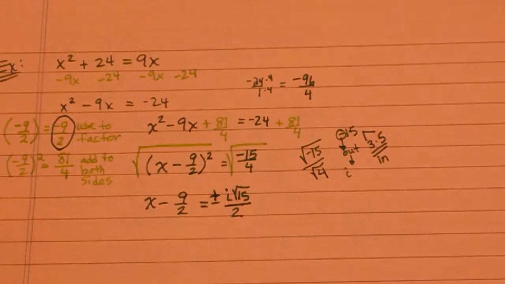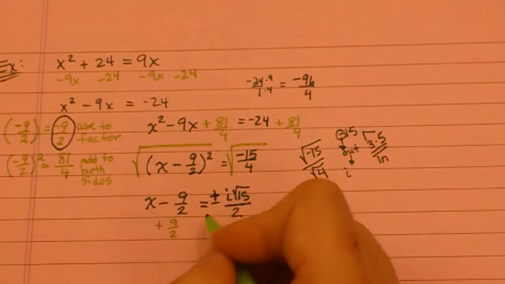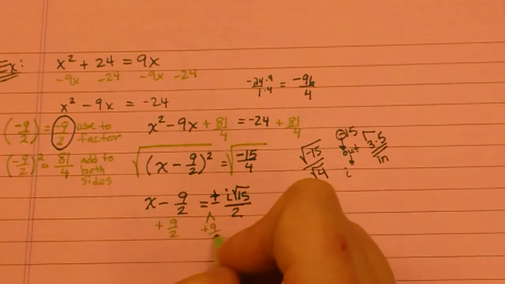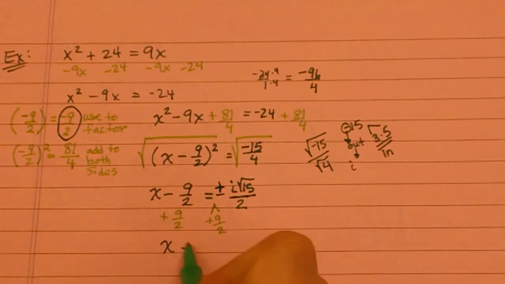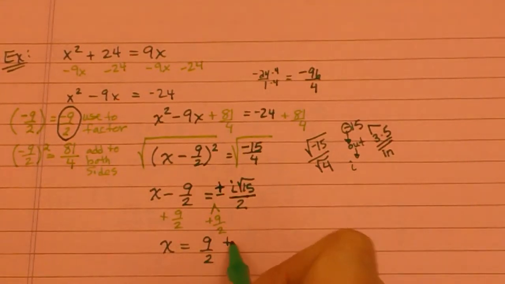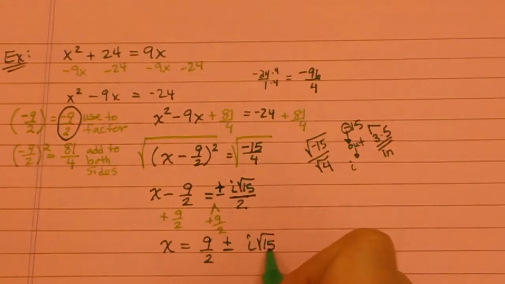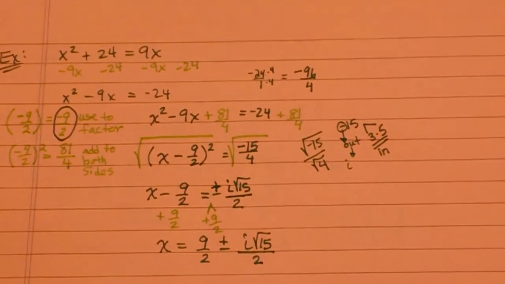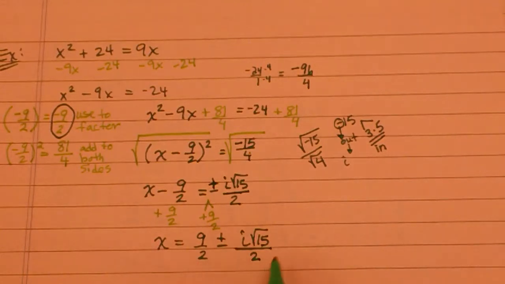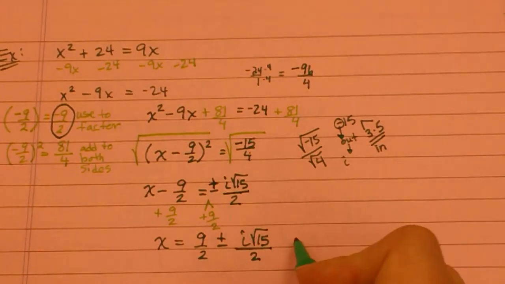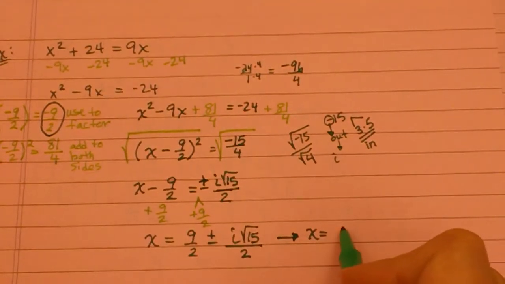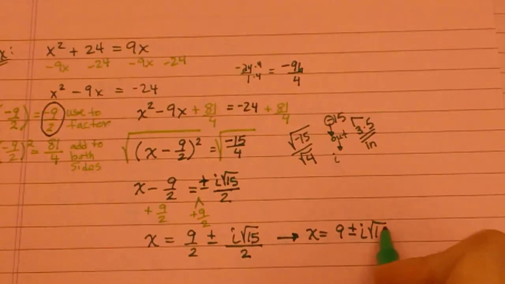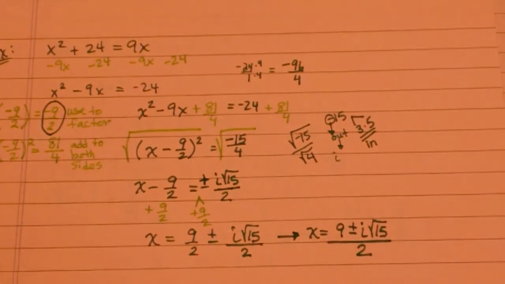I still have to solve for x, so I will add 9 halves to both sides. Remember that the 9 halves goes in front of the plus or minus symbol. So right now we have x equals 9 halves plus or minus i square roots of 15 all over 2. Now just like we did in the last problem, we're going to want to combine this, since it has a common denominator, into a single fraction. So that will actually give us x equals 9 plus or minus i square roots of 15 all over 2. And that's how we'll leave our answer.